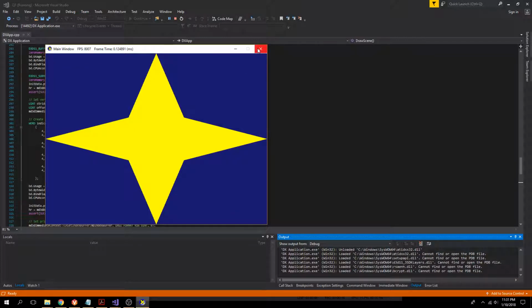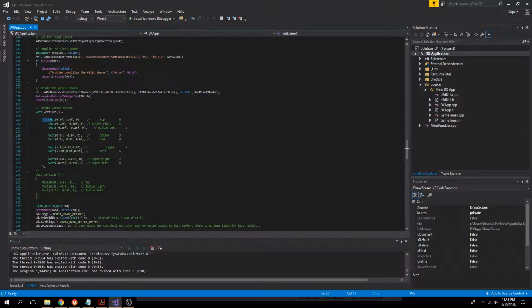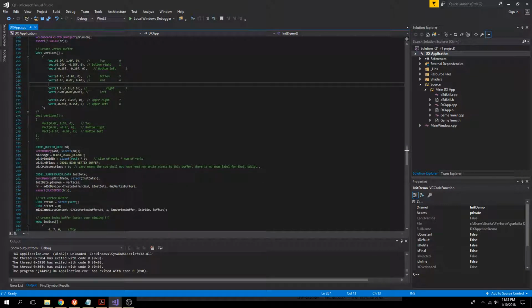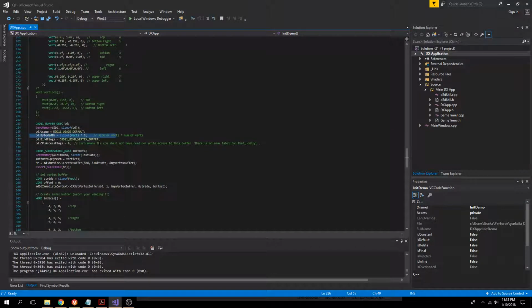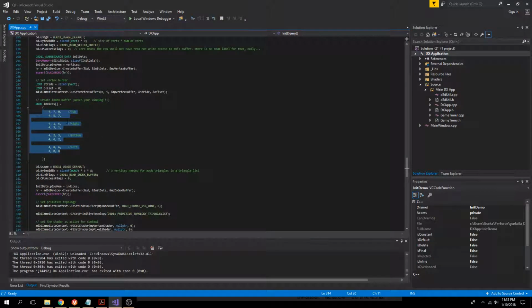So this is the shape. What I did is I hard-coded in all of the vertices, labeled them to help me out. I then had to resize the byte width to account for the size of the array of vertices. I also had to change the indices in order to draw all of the triangles. I think I had 8 triangles total.